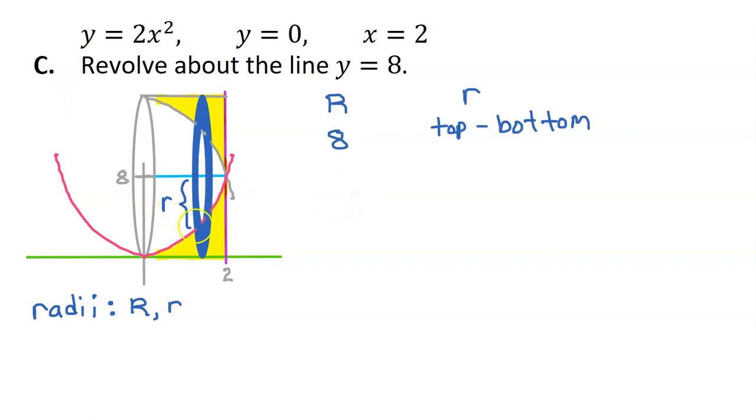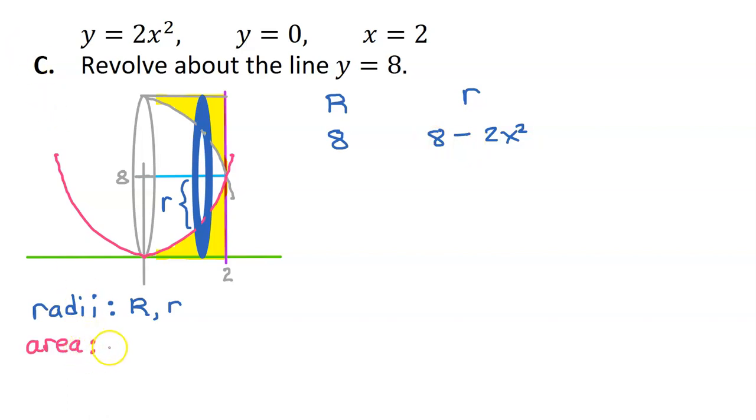Now let's find an expression for the small radius. To find an expression, we can subtract the top function minus the bottom function. The top function is just 8, but the bottom function is the parabola, 2x squared. So that's the end of step 1. We have an expression for both the big radius and the small radius.